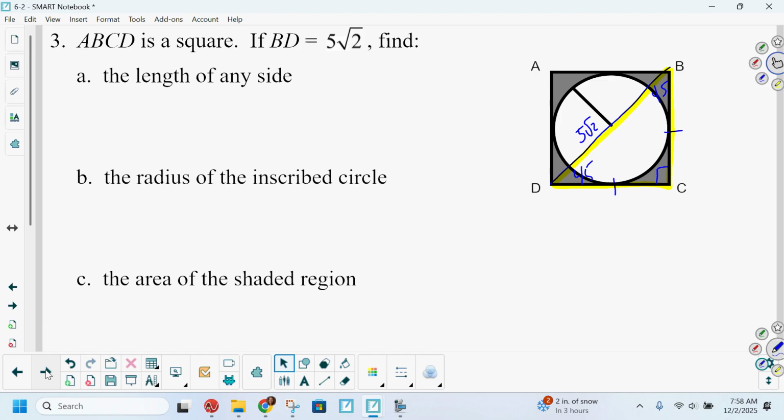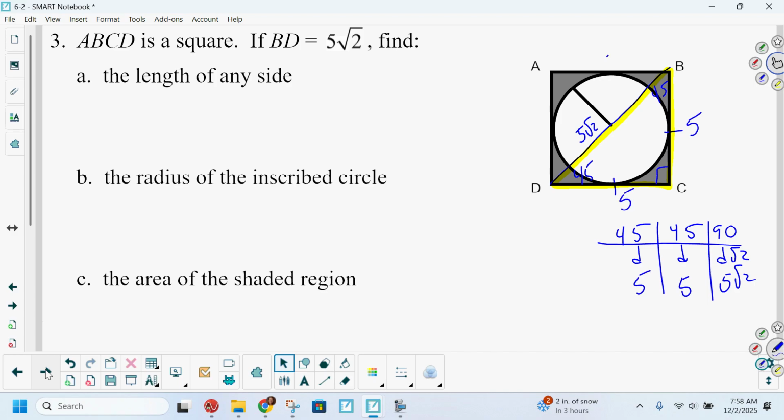It wants me to figure out the length of any side. Well, if I have a 45, 45, 90, that's D, D, D radical 2. Across from the 90 is 5 radical 2, which means D is 5. So these sides are 5. Now they want me to find the radius of the circle. This would be a diameter right here, going all the way across, and that's 5. So half of it would be 2.5.